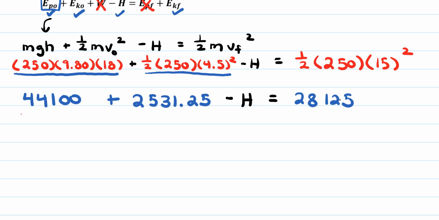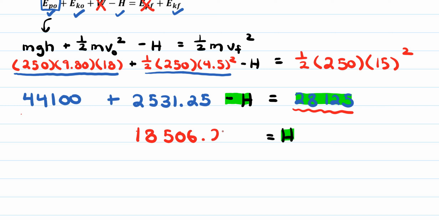Now to solve for the heat energy, we bring the heat energy to the right-hand side and bring the 28,125 to the left-hand side. Adding the numbers and then subtracting the final kinetic energy, I get 18,506.25 joules. That is the amount of heat energy that was produced in this problem.